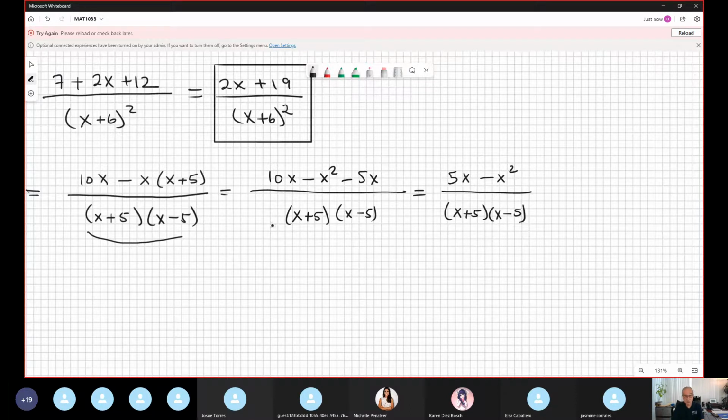Yes. Why? Because in this case, there exists the greatest common factor. In the top, I can see x is a common factor. So you factor out x and stay only 5 minus x, right? Divided by x plus 5 and x minus 5. And leave it like that?